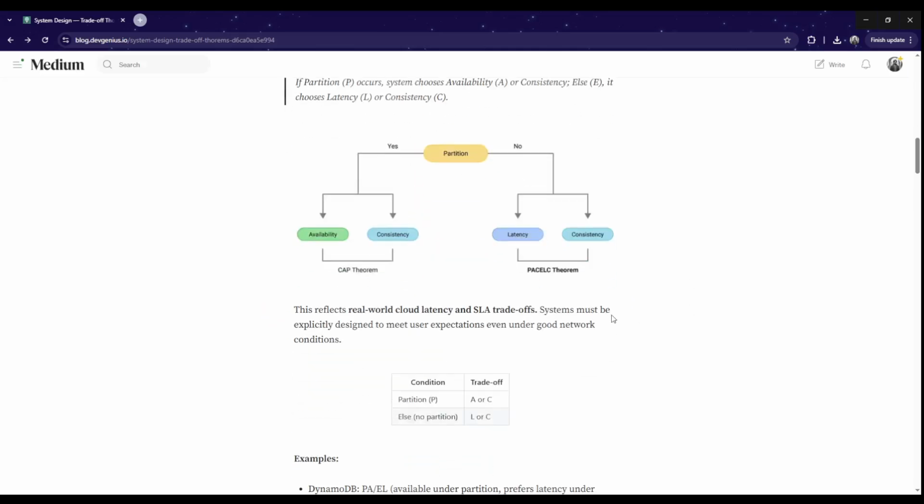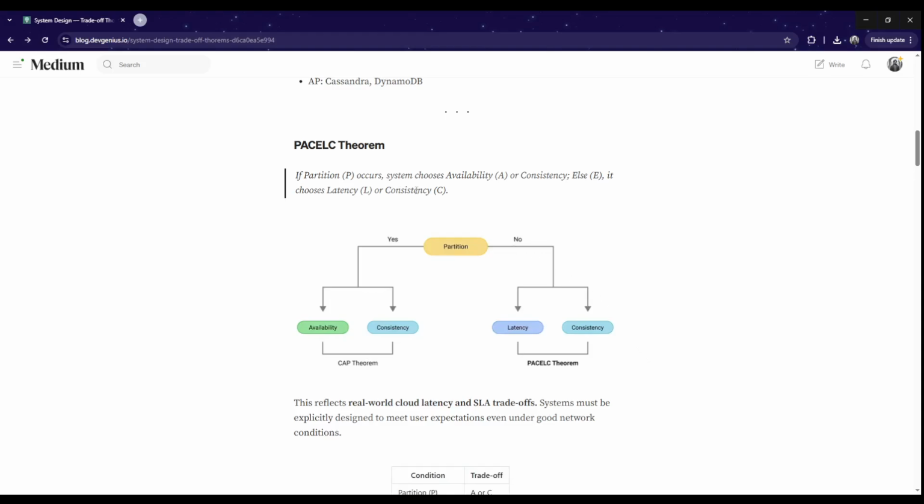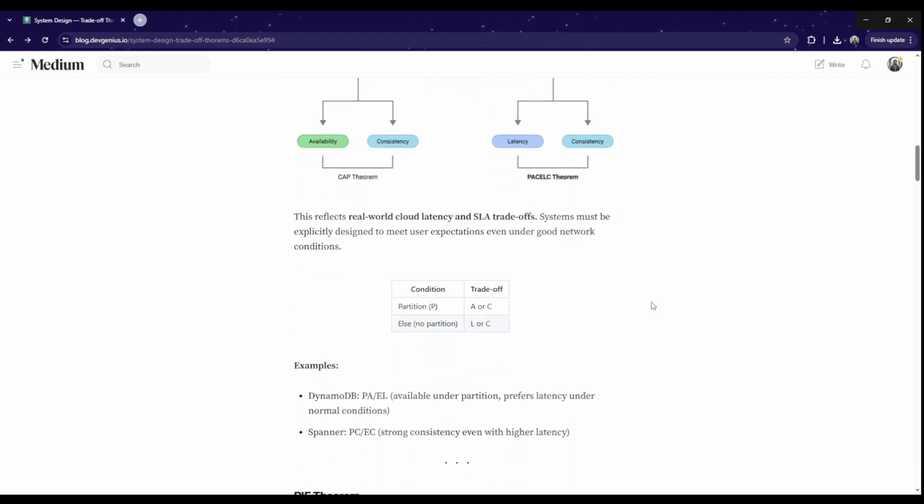So what it means is this will give us an option to treat the system in terms of latency as well. Under a good network condition, how much latency we want, or how fast we want our system to be, and to make the system faster, are we going to lose some consistency? So that's what this theorem says.